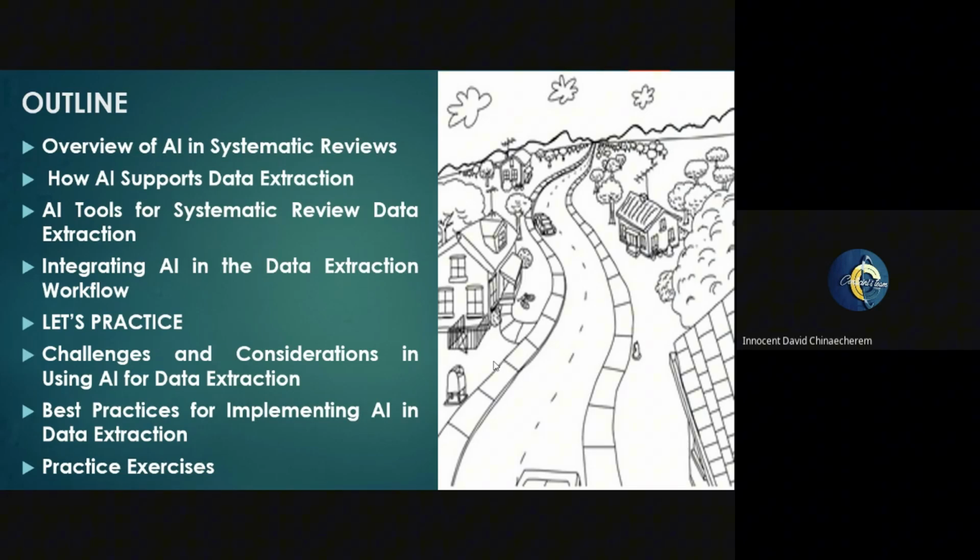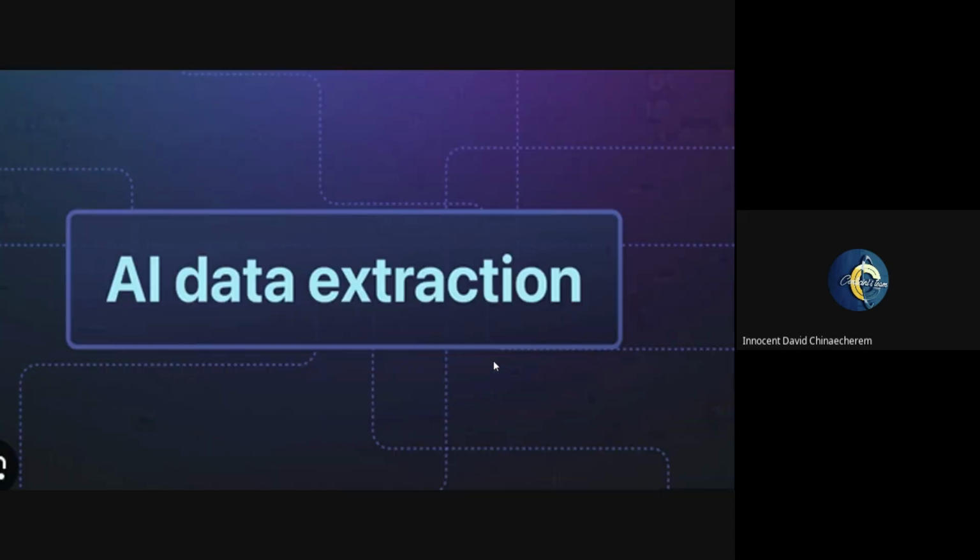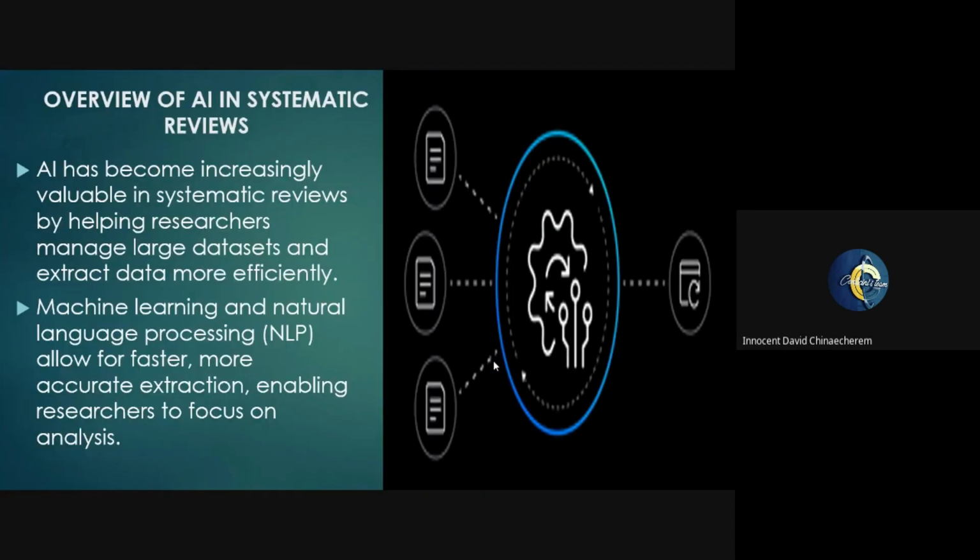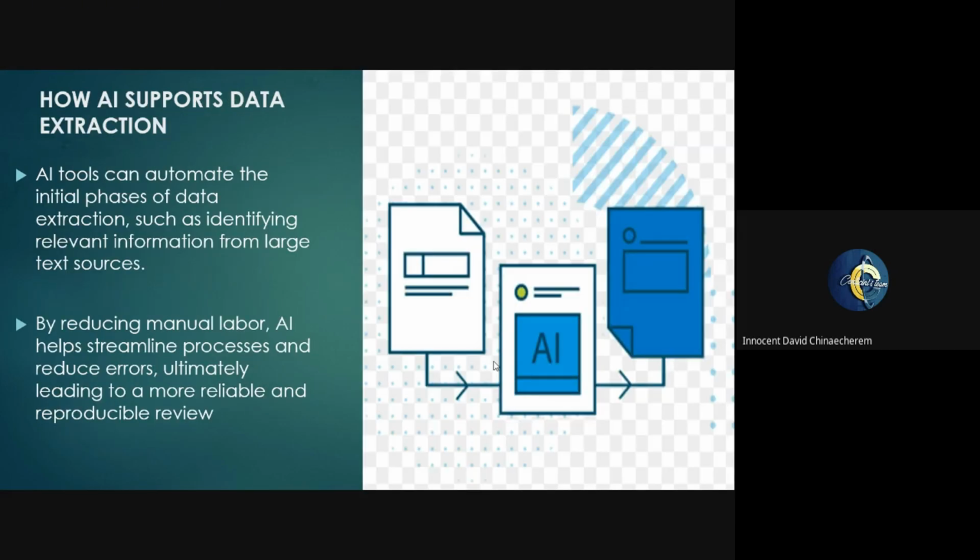We started by talking about the overview, how AI supports data extraction, the AI tools for systematic reviews and data extraction, and how you can integrate it into the data extraction workflow. And we practiced and talked about some of the challenges and best practices. We started by saying that AI has become increasingly available in systematic reviews, and that is why so many systematic reviewers are managing large databases. And again, we said that machine learning and natural language processing techniques are a very fundamental part of this AI that enables researchers to focus on analysis.